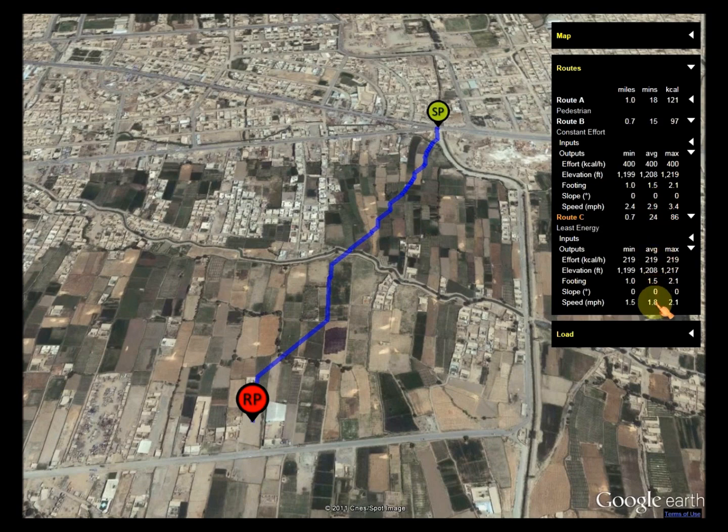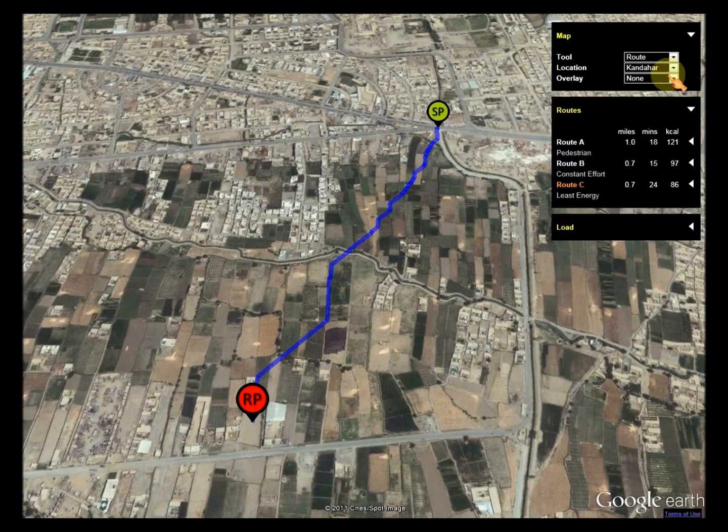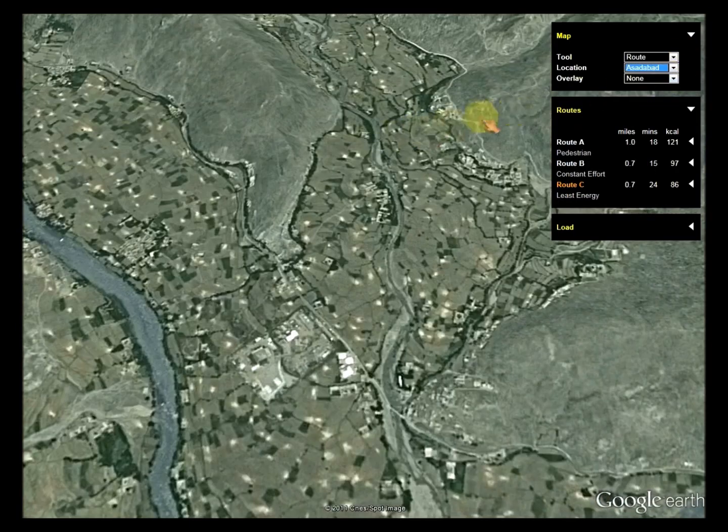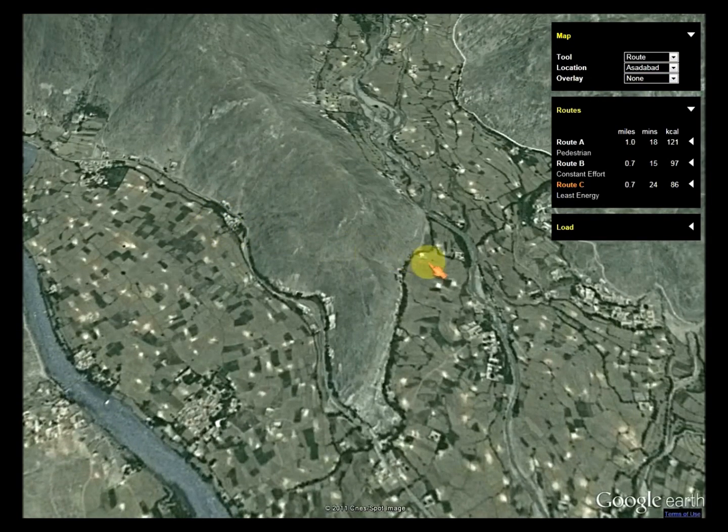To demonstrate a case where the constant power route differs from the least energy route, let's fly from Kandahar to Asadabad, a mountainous area in Afghanistan. Like before, we click to place route start and endpoints. Note that Route B takes a circuitous path, while Route C takes a more direct path.